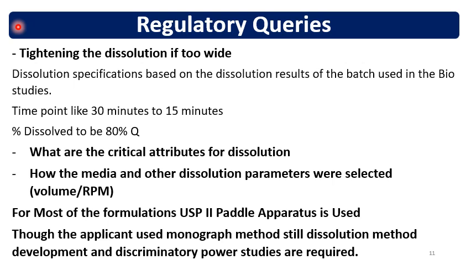This is a very important statement here. You cannot say in your development report that you have used a monograph method and that's why you are not going to make the dissolution method development report, or you are not justifying the discrimination. That is not accepted. Whatever method you are using, that method is required to have a development report and discriminatory power in the report.